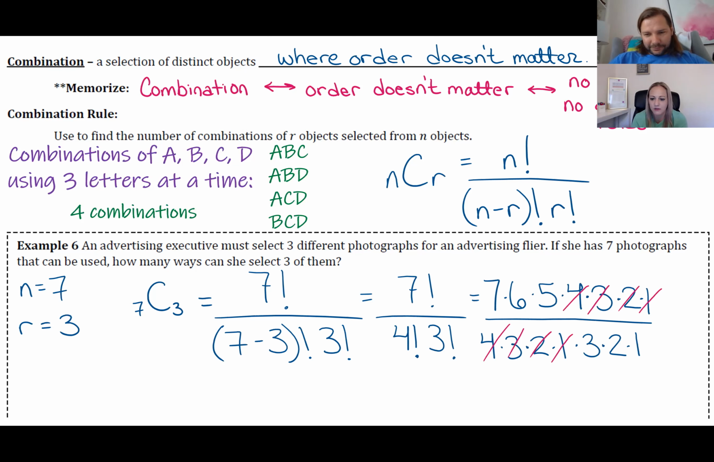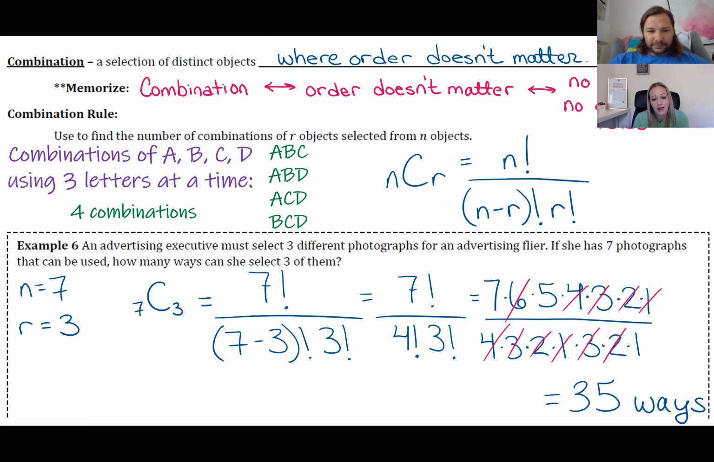And then I noticed that we had a 4, 3, 2, and 1 on top and bottom, so I crossed those out. And then I cross the 3 and the 2 out on the bottom and the 6 on top? Yeah, because those cancel with each other. So we're just left with 7 times 5 on top, just a 1 on the bottom. So 7 times 5 is 35. So we get 35 different ways that she can select the 3 photographs.